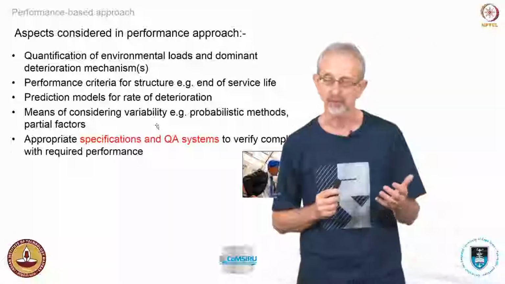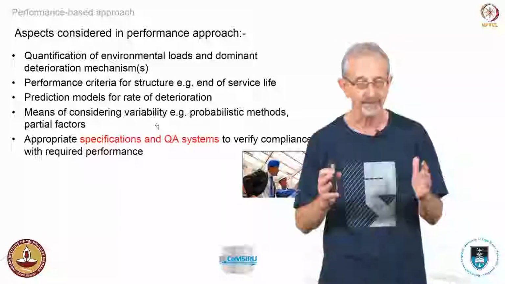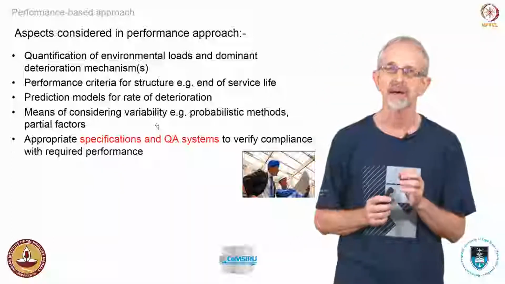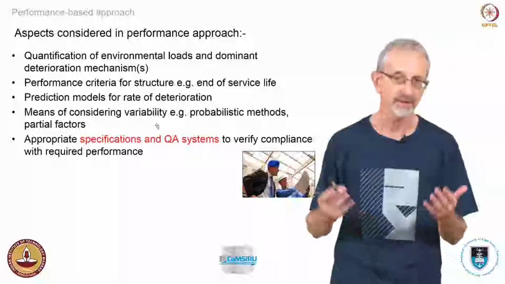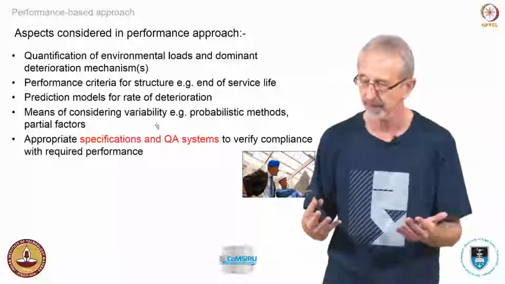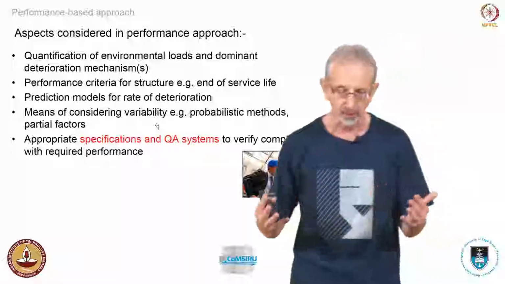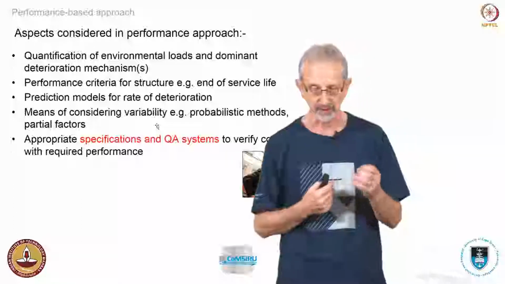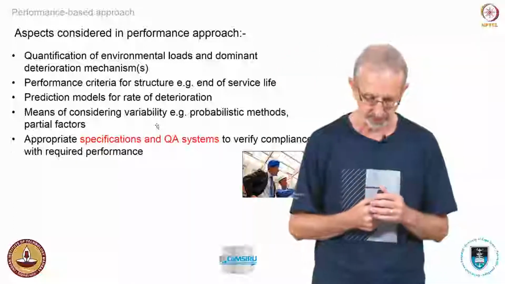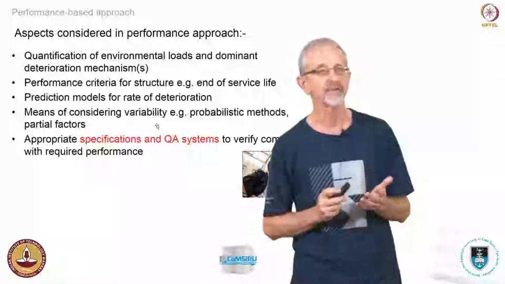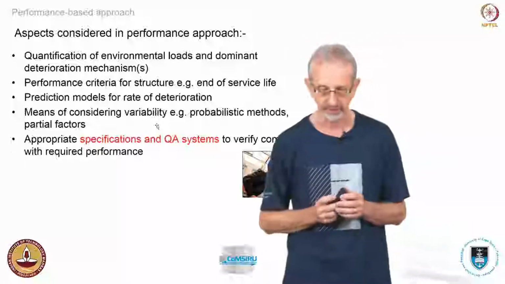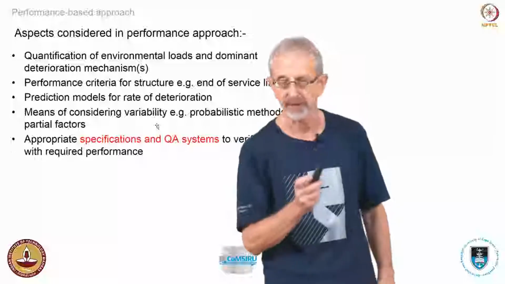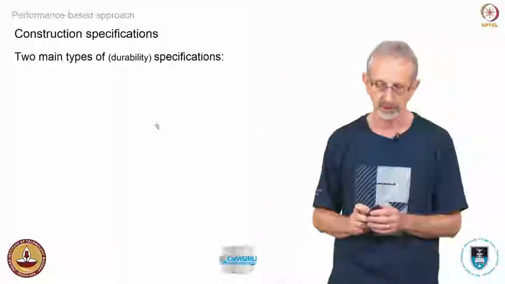We need prediction models, or really these are deterioration models, to give us rates. We need the rate equations, and very importantly, we need ways of considering variability. Concrete is itself a variable material. It exists in a highly variable set of environmental circumstances. The weather, the environmental loads, they all differ all the time. The structure varies with time, and so variability is with us all the time. So we need to be thinking about probabilistic approaches and other possible ways. And then, as I've said, we need appropriate specifications and quality assurance systems to verify compliance, because that is the very essence of a performance approach, the verification that you get the performance that you wish to have.